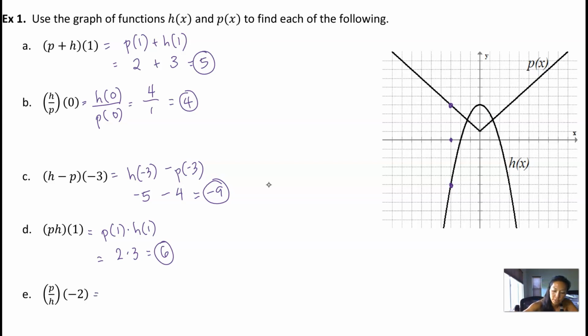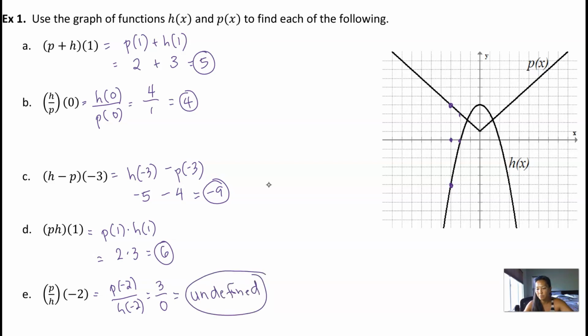And the last one we're going to do is P of -2 over H of -2. And P of -2 is right here and here. So we got 3 divided by, oh, there it is, 3 divided by 0. So what more can we say for this one? It is undefined. Okay. So this is using the algebra functions, and we're looking at them graphically.